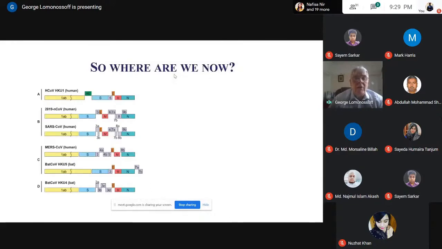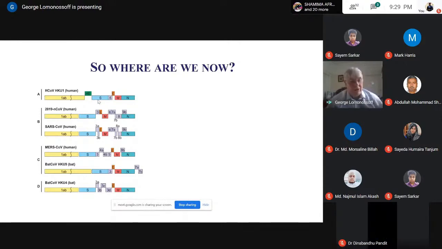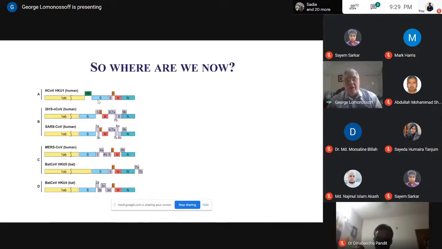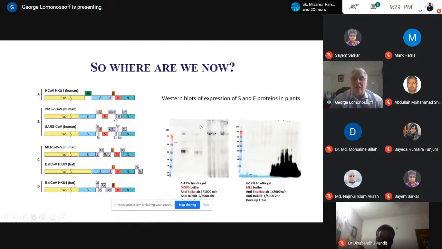So where are we now? And this is work in plants. Basically, we took the various genes and expressed them. This is very provisional, very much work in progress from a postdoc in my lab called Jae-won Young from South Korea. Using Western blots, it shows that you can get expression of the spike protein in plants. And also in this case, you can show you get the envelope protein. This is fairly messy because it really is ongoing work.